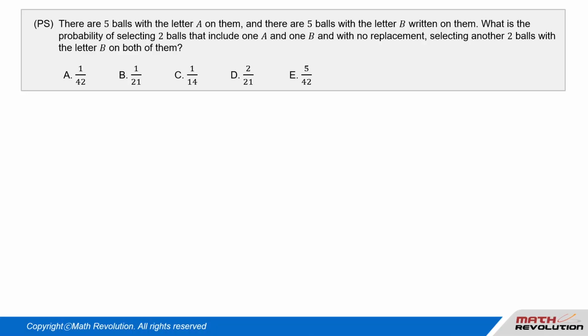Question 3. There are 5 balls with the letter A on them, and there are 5 balls with the letter B on them. What is the probability of selecting 2 balls that include one A and one B, and with no replacement, selecting another 2 balls with the letter B on both of them?